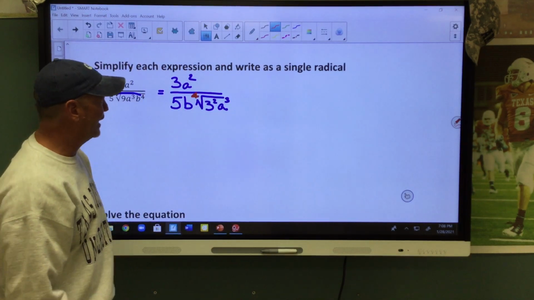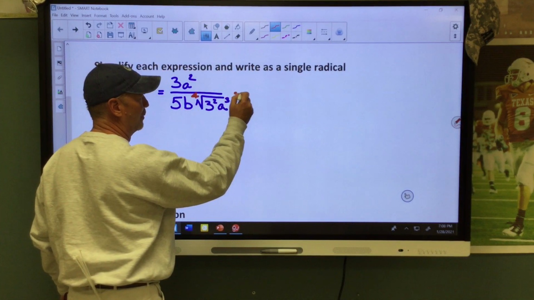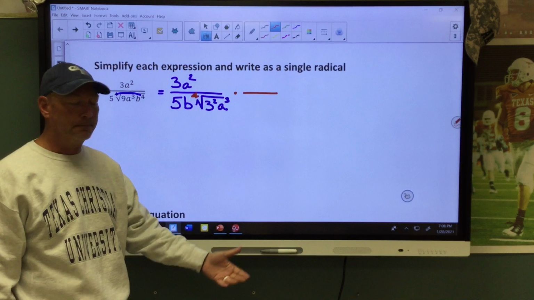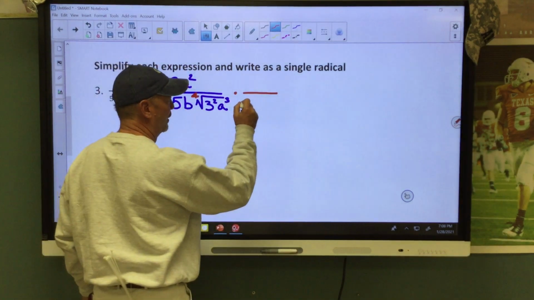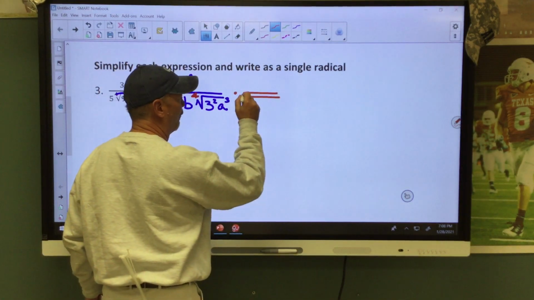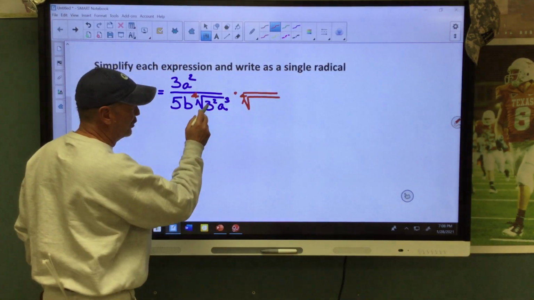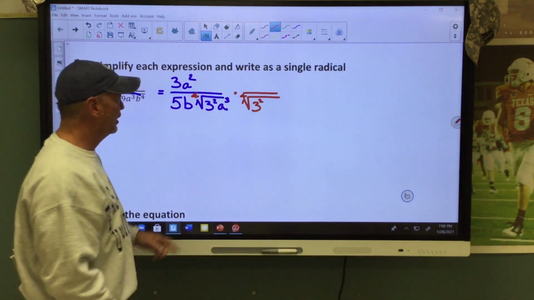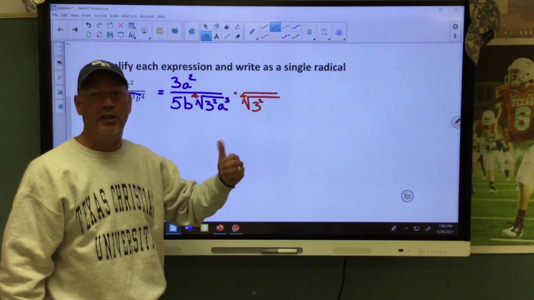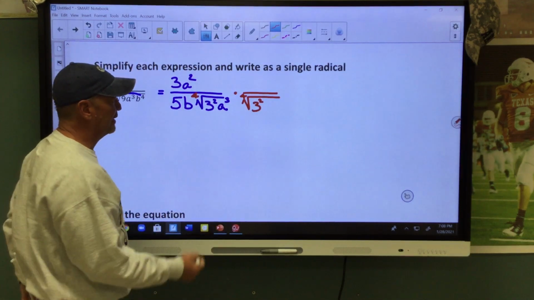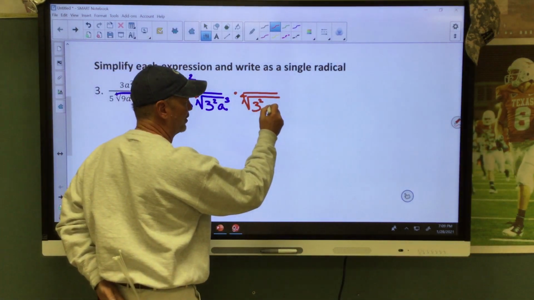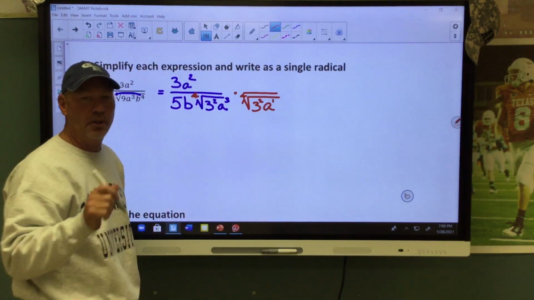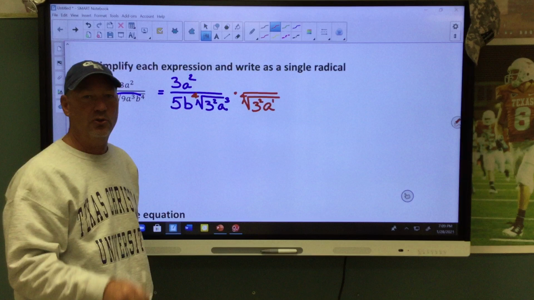So in this case, I need to determine what to multiply times. Because when we multiply, we add our exponents, correct? So we're going to multiply times the fourth root, and this is 3 squared, so I need 2 more 3's. Because when I multiply, 2 plus 2 will give me 4. In this case, I also need a to the first.